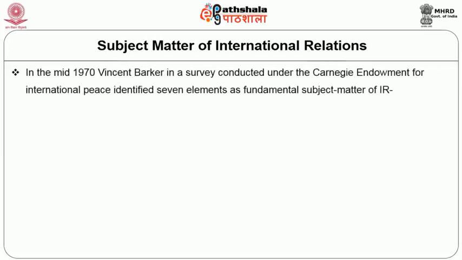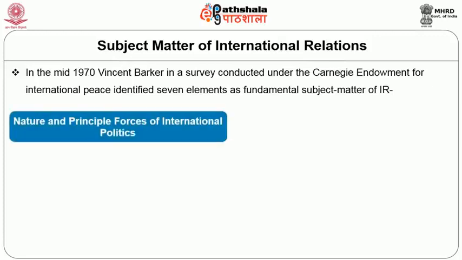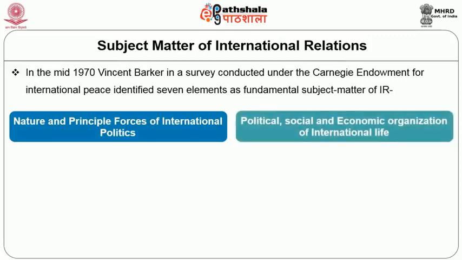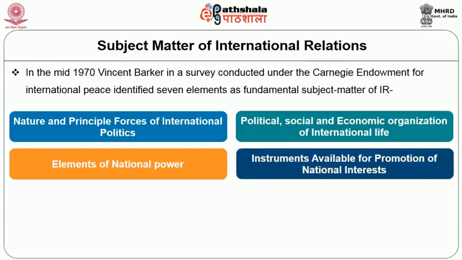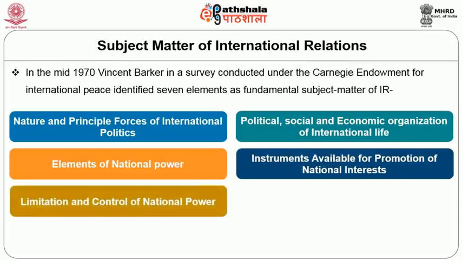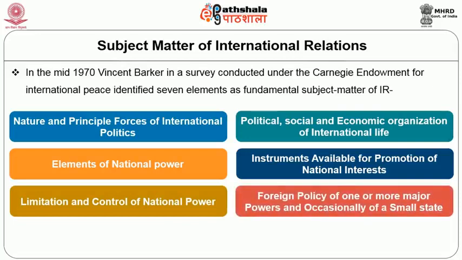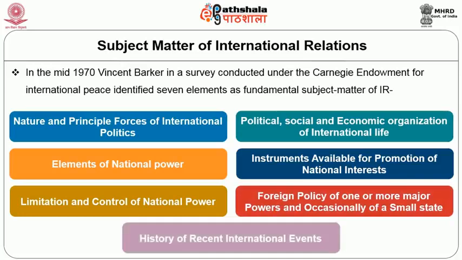In the mid-1970s, Vincent Barker, in a survey conducted under the Carnegie Endowment for International Peace, identified seven elements as the fundamental subject matter of IR. These were the nature and principal forces of international politics, political, social and economic organization of international life, elements of national power, instruments available for the promotion of national interests, limitation and control of national power, foreign policy of one or more major powers and occasionally a small state, and history of recent international events.